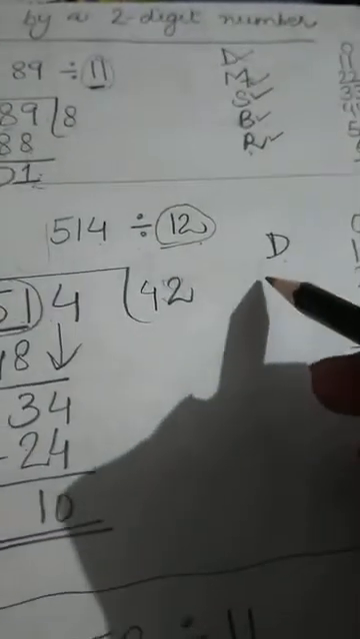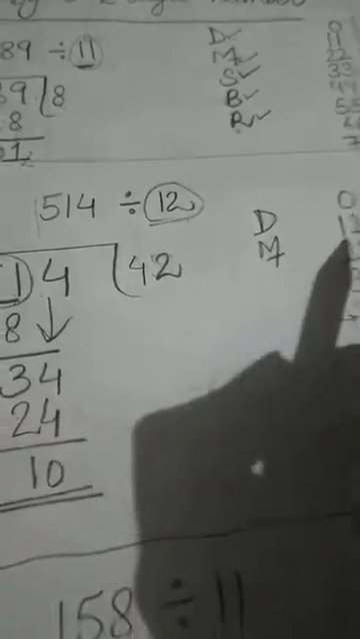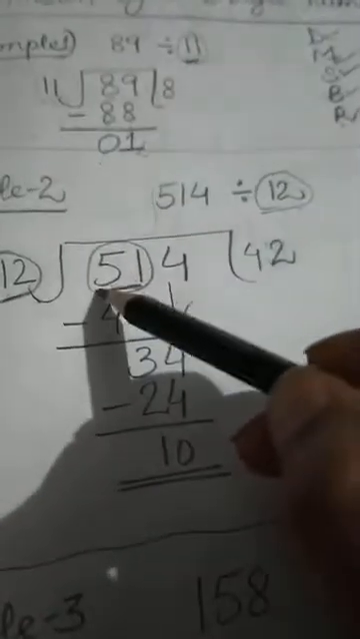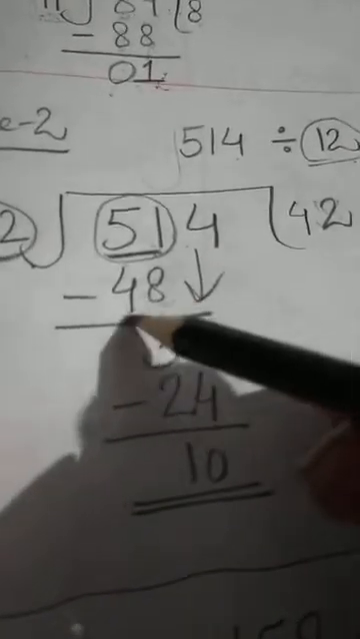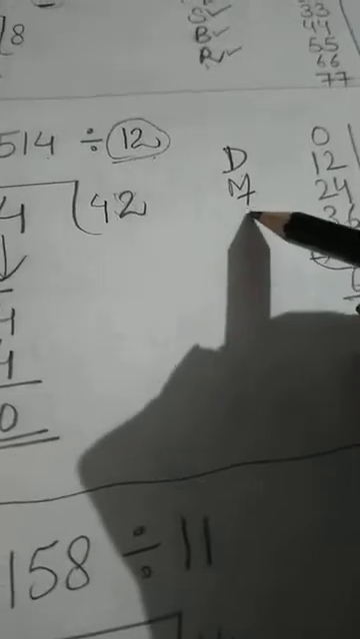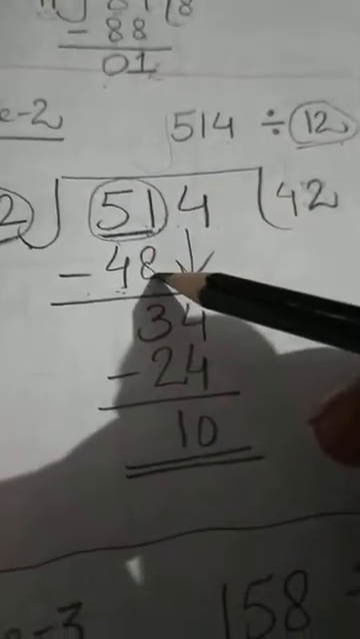Then second step is multiply. Now we will observe the table of 12 so that we can write a number under 51, so that it can be subtracted from it. Here you can see 60 cannot be written under 51. So we will write 48 under 51. So here we have written 48. 51 minus 48, because our next step is subtraction. Yes, now here 1 minus 8 is not possible.